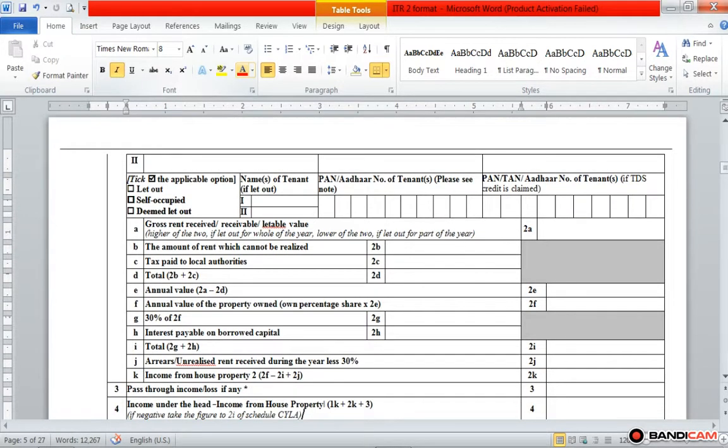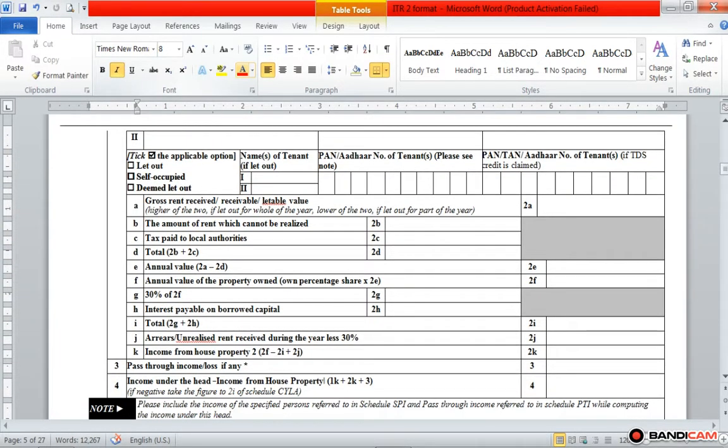Then we make a total of house property 1 and 2, and that total is called income under the head of house property. Got it? And the value is put in column number 4.